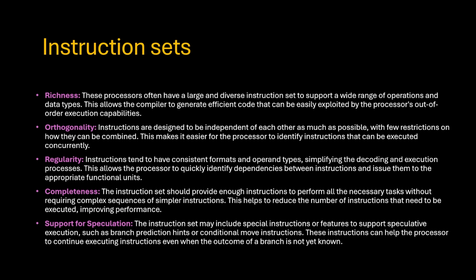And last, support for speculation. The instruction set may include special instructions or features to support speculative execution, such as branch prediction hints or conditional move instructions. These instructions help the processor to continue executing instructions even when the outcome of a branch is not yet known, leveraging speculative execution to enhance performance and reduce stalls in the pipeline.